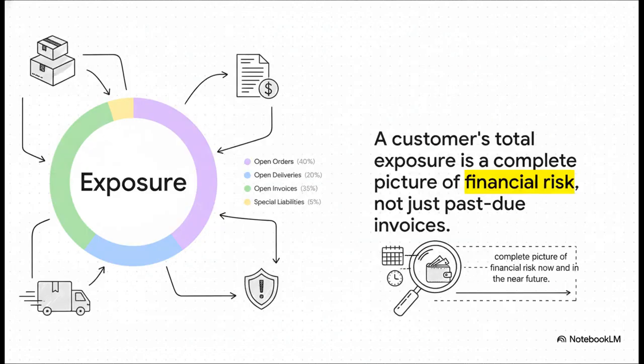And what is it looking at? Well, it's not just checking for overdue bills. Modern credit management looks at a customer's total exposure. That means it adds up the value of orders they've placed, but you haven't delivered, deliveries that are on the truck but not invoiced yet, and the actual open invoices. It's the whole picture of risk, not just a snapshot of the past.